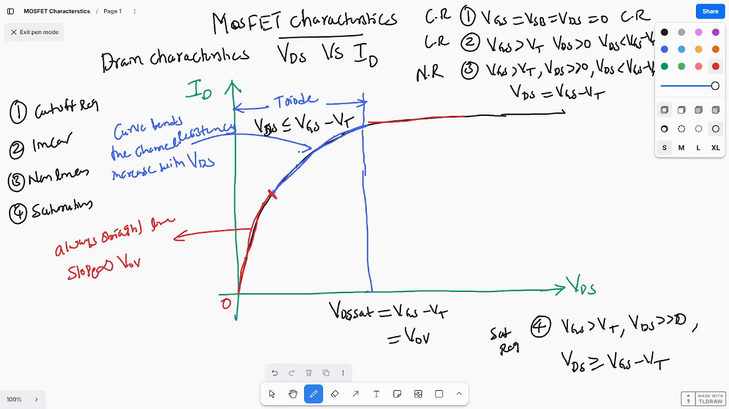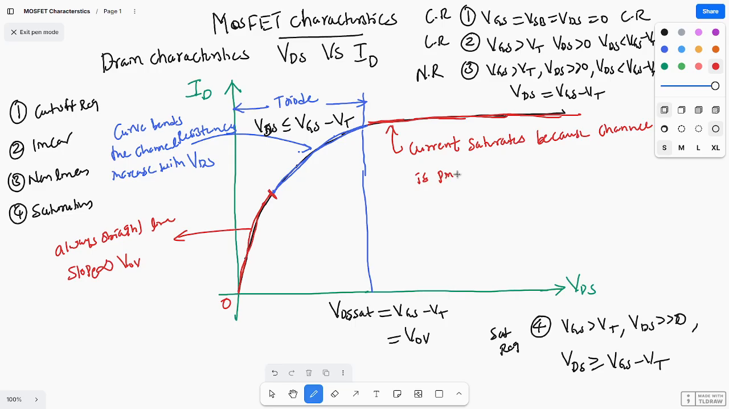becomes constant. Okay, as I told you last class, the current is constant. It is nowhere depending on VDS. It is depending on VGS. The current saturates because the channel is pinched off.